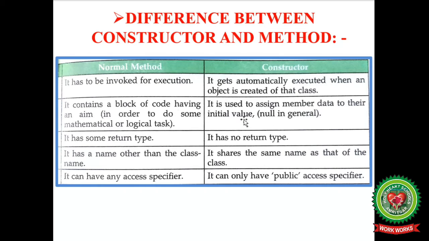Normal method has some return type, but constructor has no return type. Normal method has a name other than the class name, but constructor shares the same name as that of the class. Normal method can have any access specifier, but constructor can have only public access specifier. So these are the points of difference between constructor and method.